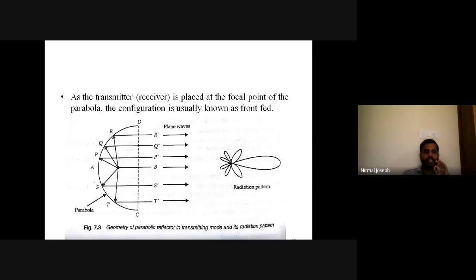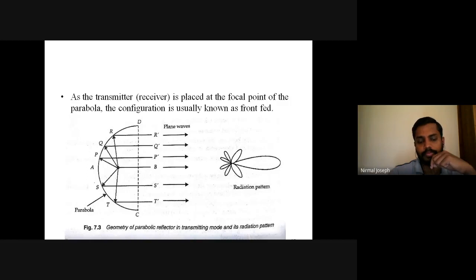So here it is shown, as the transmitter or receiver is placed at the focal point. Here it is shown as the case of the transmitter. You can see the transmitter, this is a point source placed at the focal point of the parabola. So this parabola is aimed to transmit waves in this direction. This arrow mark is there. In this direction only it is transmitting the waves.